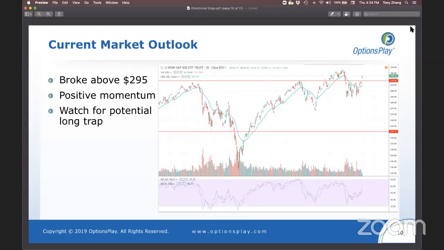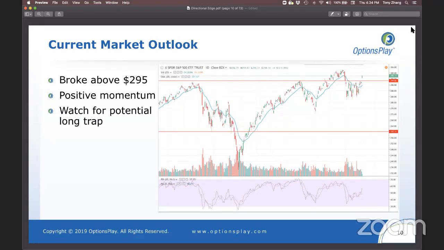So what I want to do is walk you through our thought process when we try to find ideas, right? Because when we're trading options, we need to have ideas. So what we really take here at OptionsPlay is a top-down approach. What that means is that we look at the overall market first, then we look at the underlying sectors before we scan for individual names themselves.